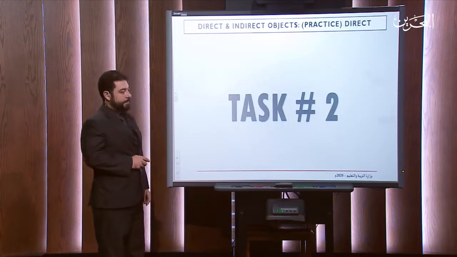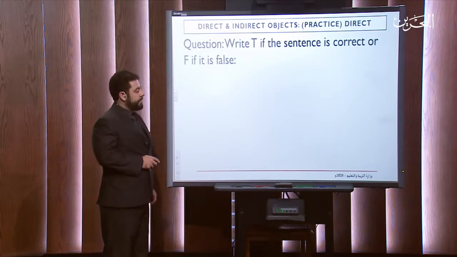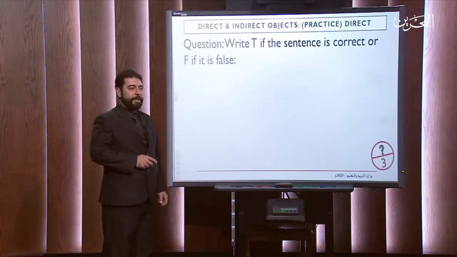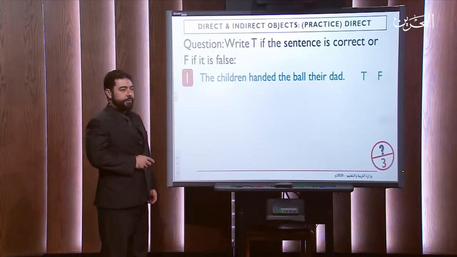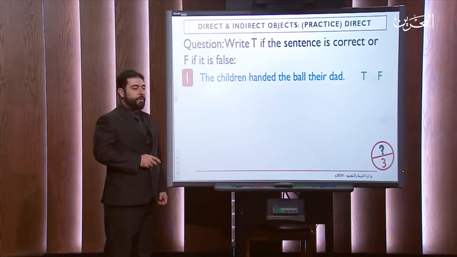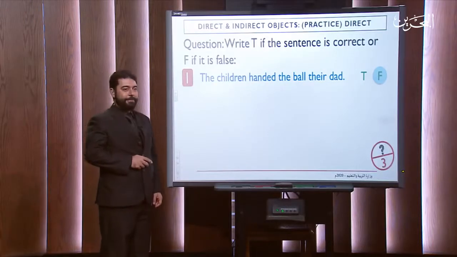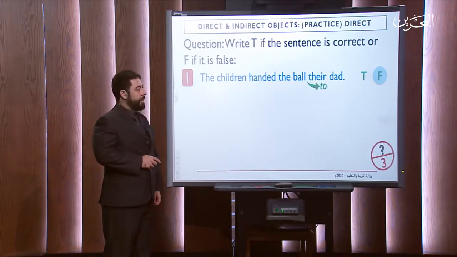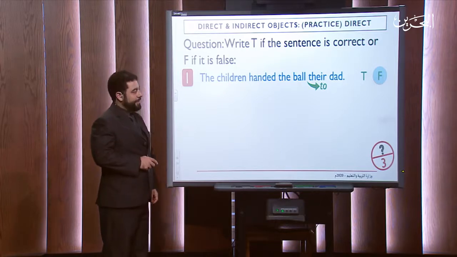Let's have a task. Write T if the sentence is correct, or F if it's false, and you have a mark of 3. Number 1, the children handed the ball their dad. If it's true, circle T. If it's false, circle F. You have 5 seconds. Let's check the answer. It is F. Now, why is that? You needed the preposition. The children handed the ball to their dad.